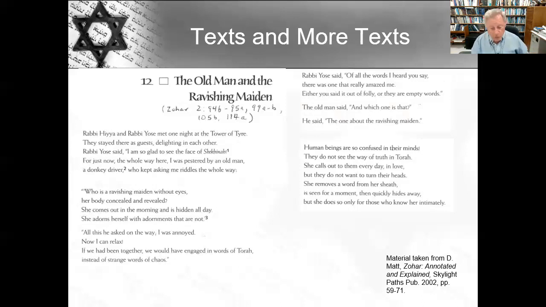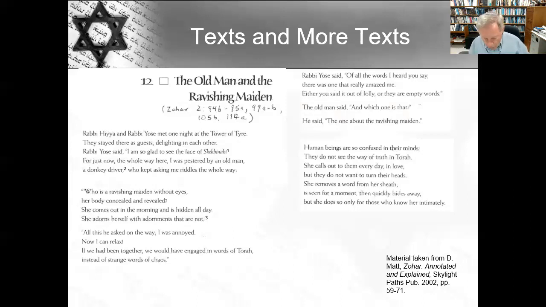Human beings are so confused in their minds. They do not see the way of truth in Torah. She calls out to them. The word Torah is a feminine word. Remember, in Hebrew, every word is either masculine or feminine. So when we sing Etz Chayim Hi Lamachazikim Ba, we're singing, she is a tree of life. She, the Torah, calls out to them every day in love, but they do not want to turn their heads.